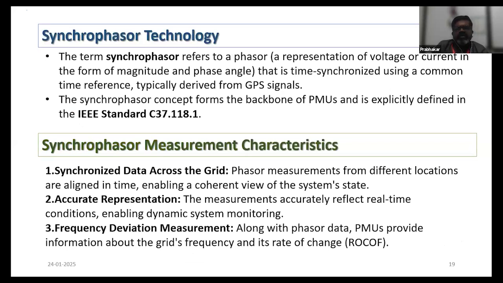When it comes to data extraction, rate of change of frequency is another interesting feature which we can extract from this data. Apart from frequency, rate of change of frequency will give you more interesting information, because frequency gives you immediate information, but rate of change of frequency will give you information about what is going to happen in the near future. So that's more important when it comes to system analysis.